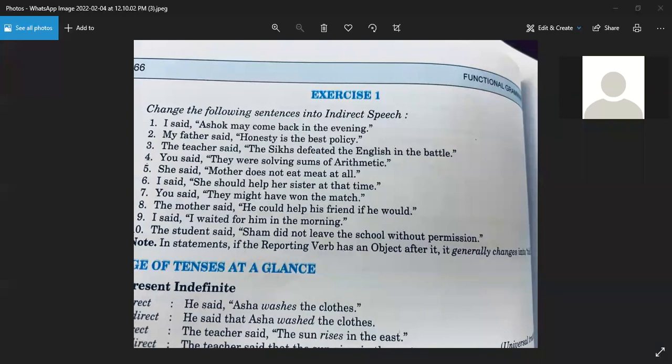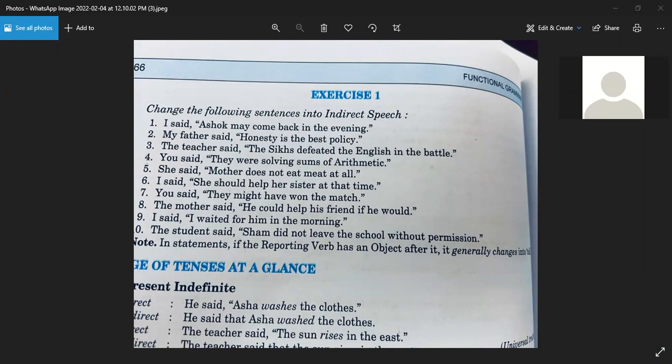Okay, next. She said, mother does not eat meat at all. Ma'am, may I speak? Yes. She said that mother did not eat meat at all. Because whether this is reality or not, we don't know. So this is just a statement. This is the reason why it is changed.